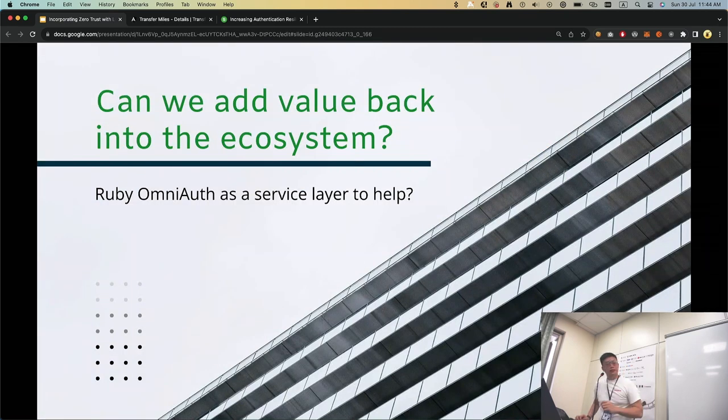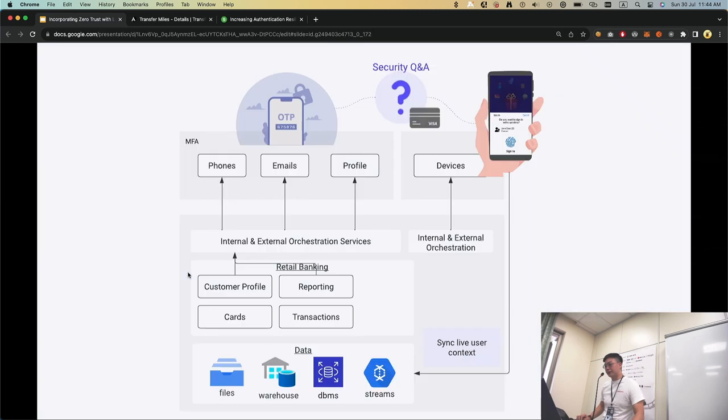Okay, so the next bit is how do we add value back into the ecosystem by solving this problem for them? This is one of the questions that I want to put in your minds, which is, later on we'll see how, through our implementations using Ruby on and off as a service layer, we help with this process.